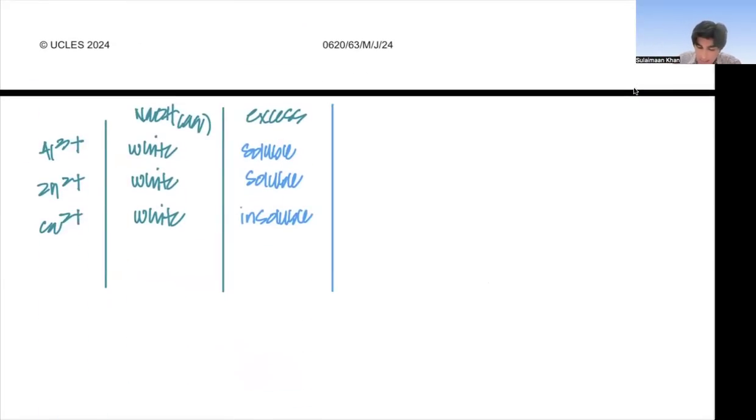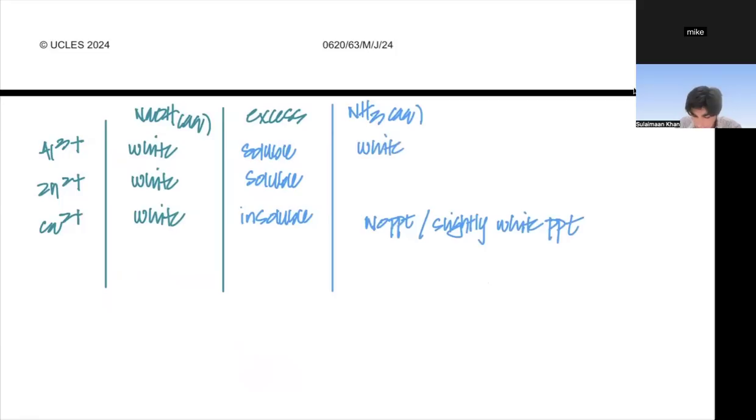And then with aqueous ammonia, you realize that the calcium 2+ ion gives you either no precipitate, or a slightly white precipitate, a small piece of white ppt. But these two, with a few drops of aqueous ammonia, are going to give you white ppt again and white ppt again. And then the question is, how do you differentiate between the aluminum ion and the zinc 2+ ion? You differentiate between them by adding excess ammonia.